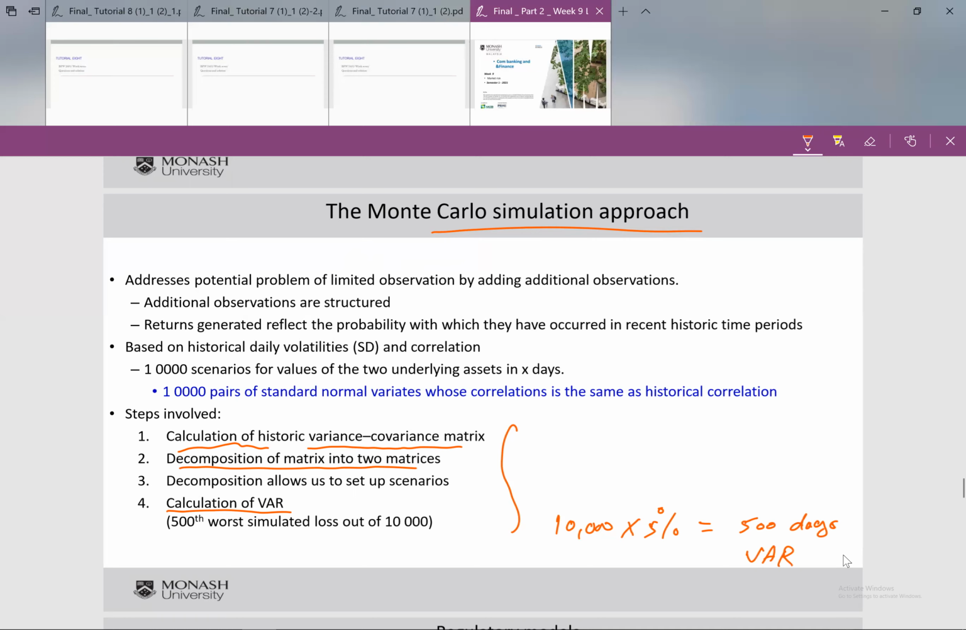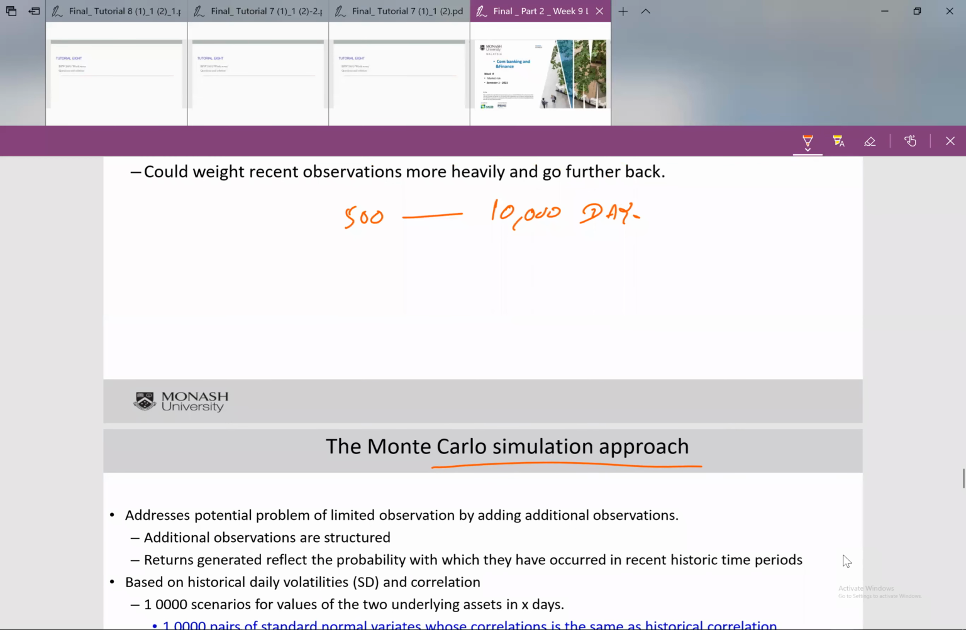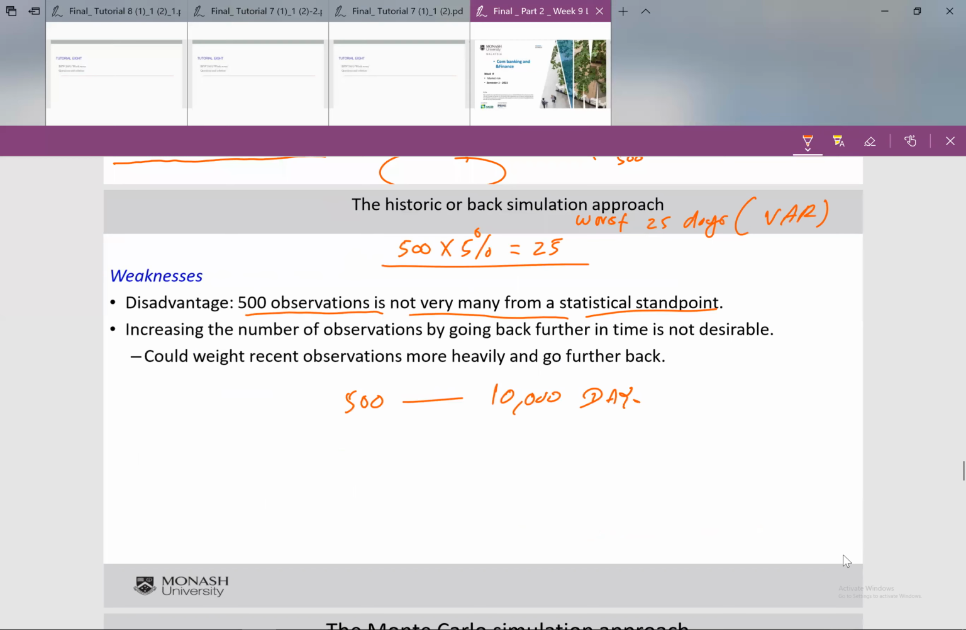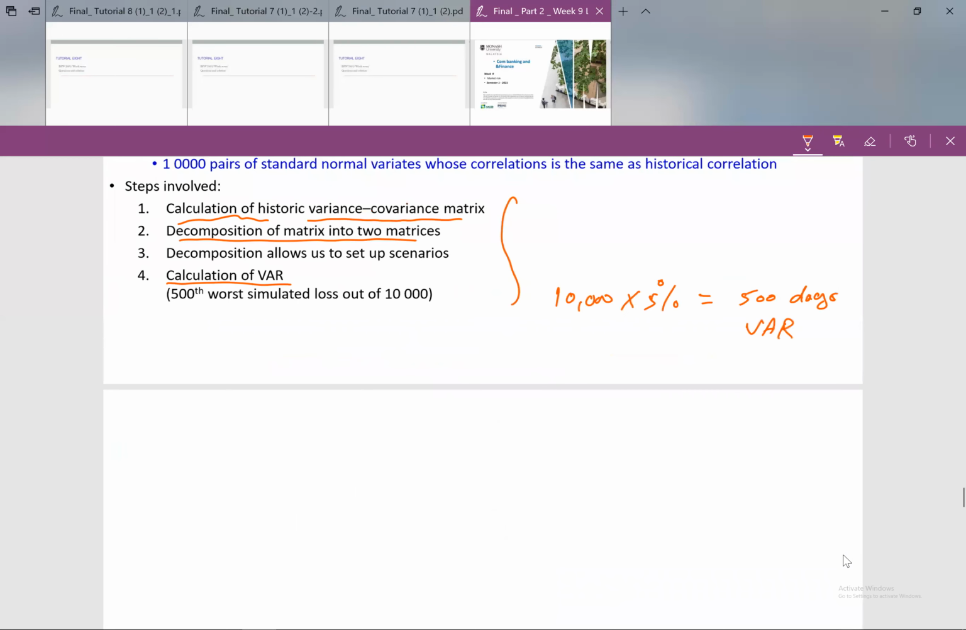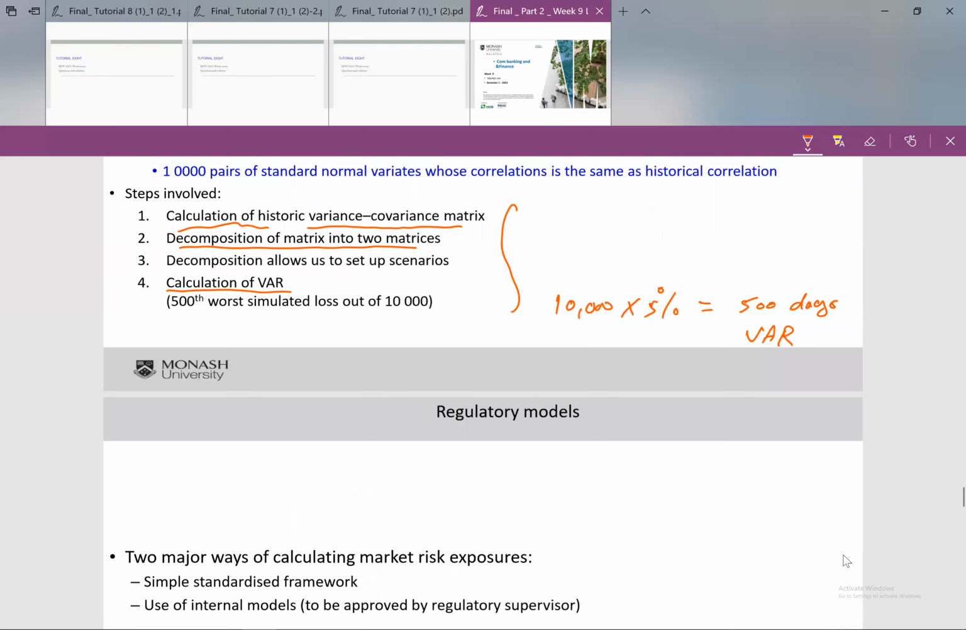Okay? Here you add the 500 days, 25 days, and you add them up, it's your bar. We are done now with this one.